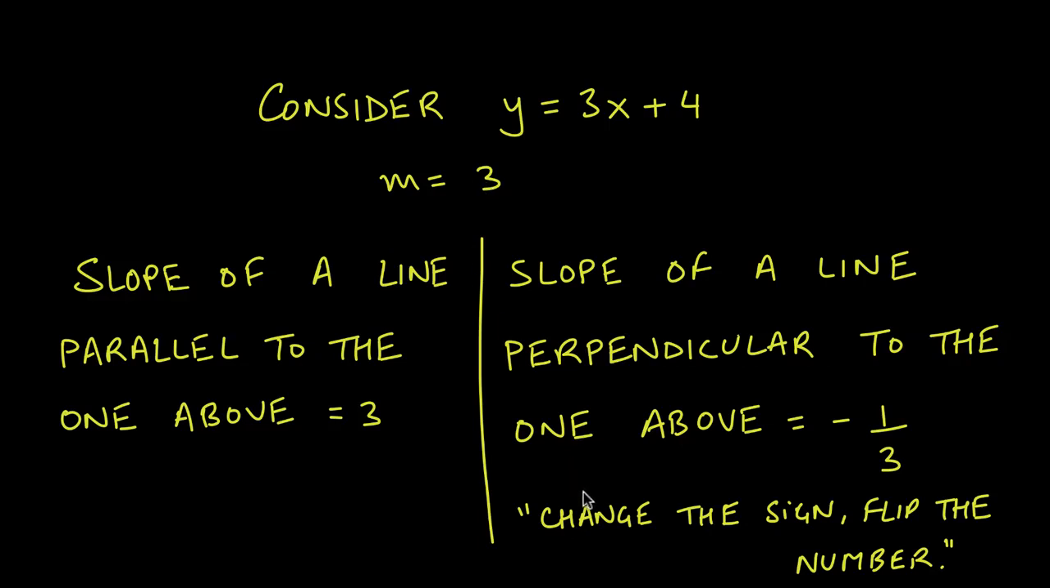So the negative portion of negative inverse implies that whatever the sign of this number originally is, you have to change it. So if it's positive to begin with, it turns into a negative. If it's a negative to begin with, it turns into a positive. And then the inverse portion implies that you have to flip the number. So if the number is 3 to begin with, you can imagine it being 3 over 1. If you were to flip the 3 over 1, it would turn into 1 over 3. So there's always two actions. Please remember this. The first is to change the sign, and the second is to flip the number.